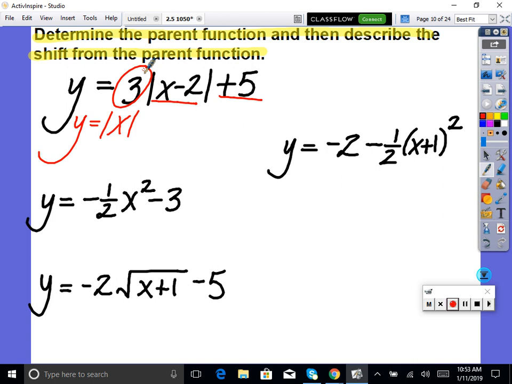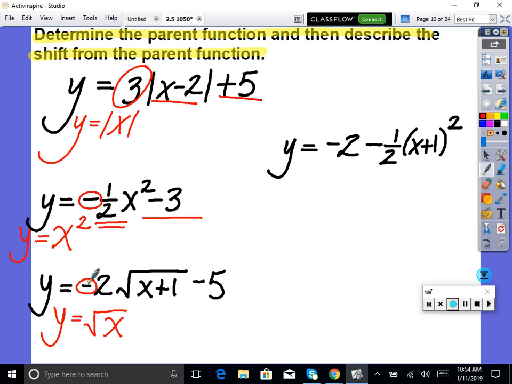Okay, awesome. Now right here, this one's parent function would be x squared, y equals x squared. So then this is a reflection over the x-axis, a horizontal, no, I said horizontal, but it's not. It's a vertical shrink of 1/2, correct? And then it would be down 3 units. Okay, good. What would my parent function be here? Square root of x, okay, right here.